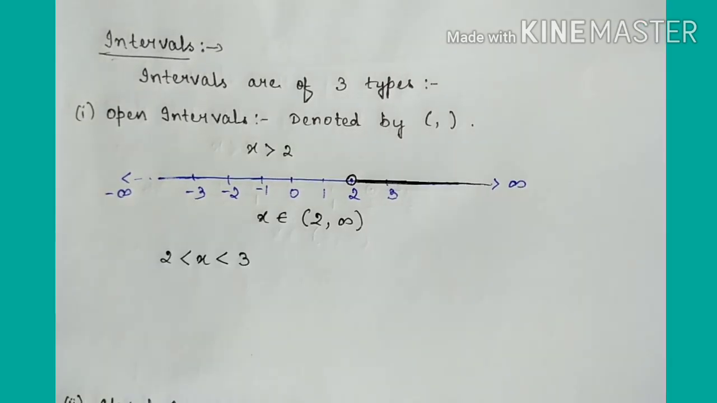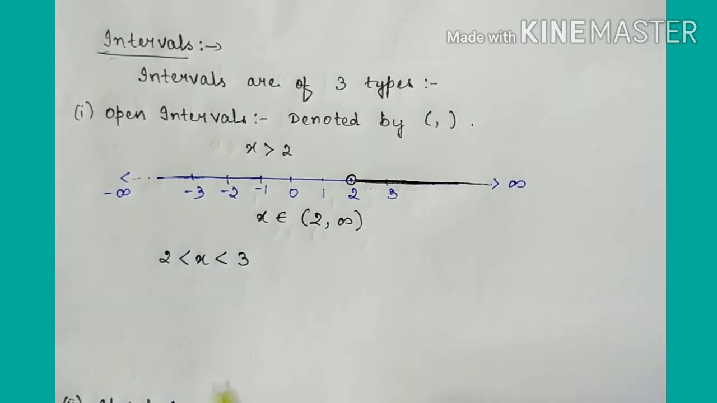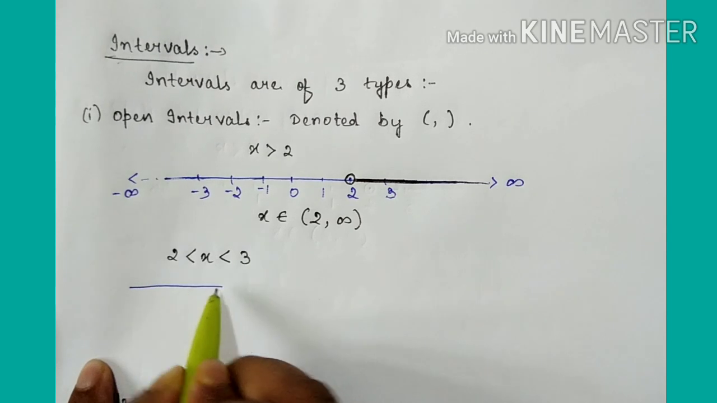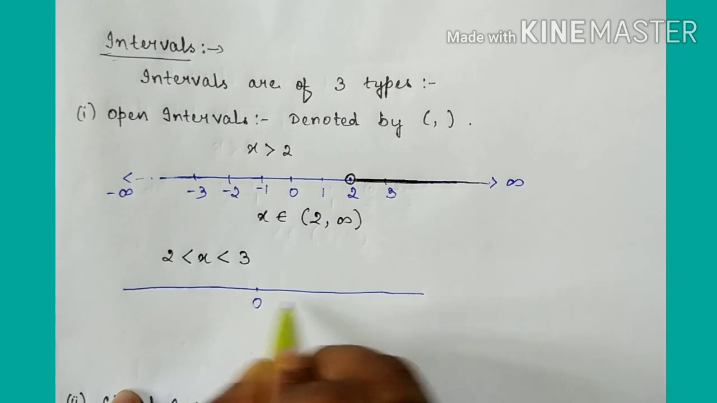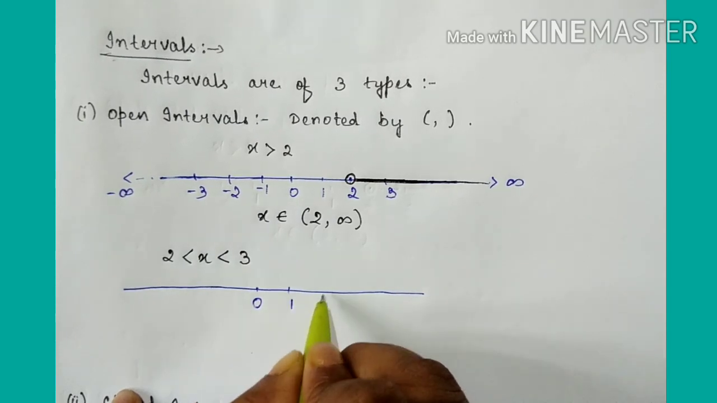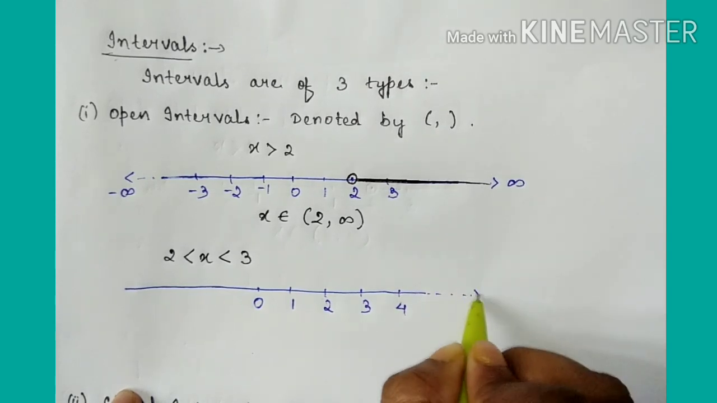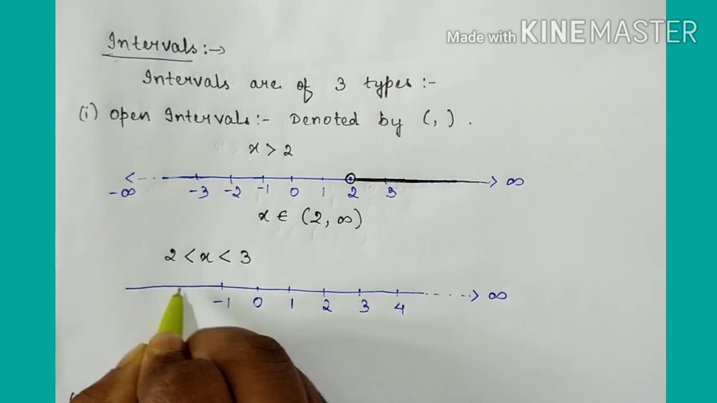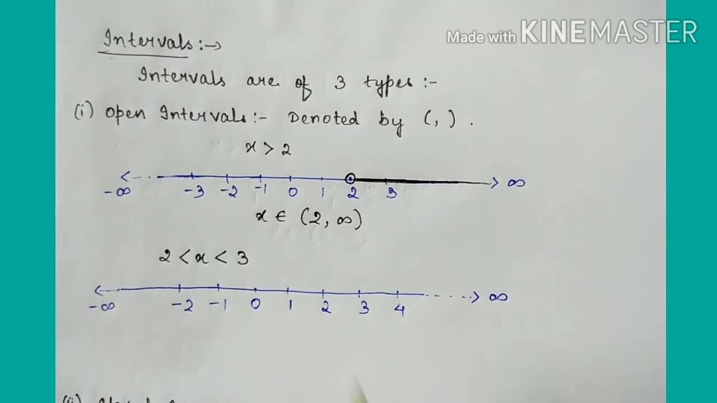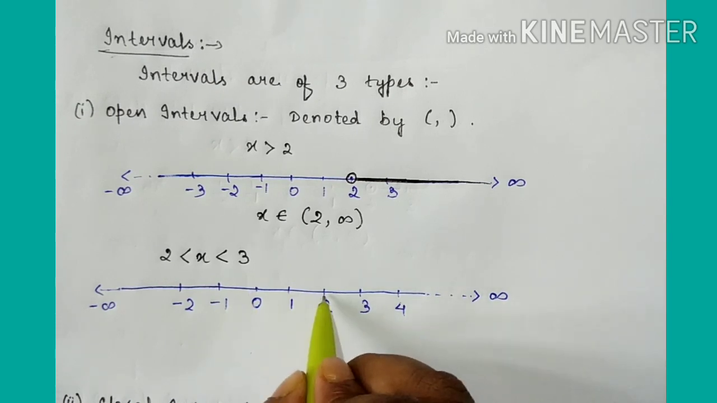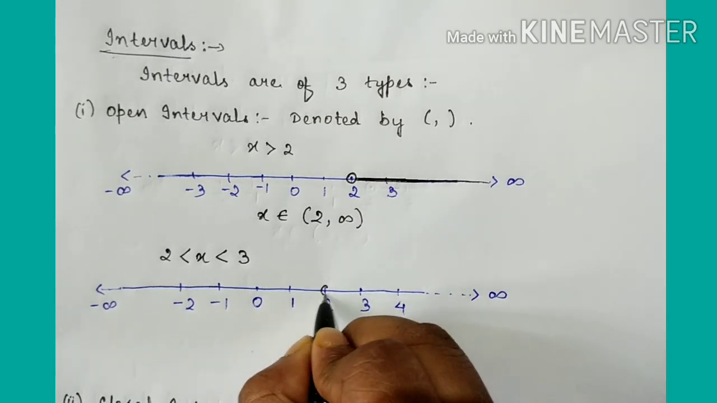Let's take another example. That is, x is greater than 2 but less than 3. We draw the number line again. This is 0, this is 1, this is 2, 3, 4 to infinity. Also -1, -2 to minus infinity. Okay, now we are given to plot the points which lie between 2 and 3. So we encircle the points 2 and 3 on the number line.